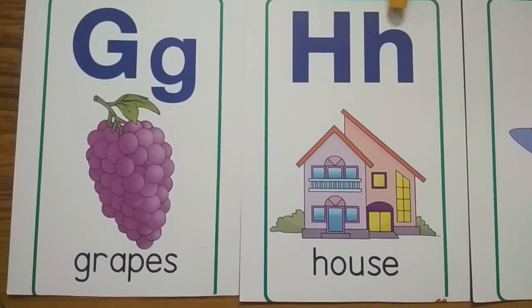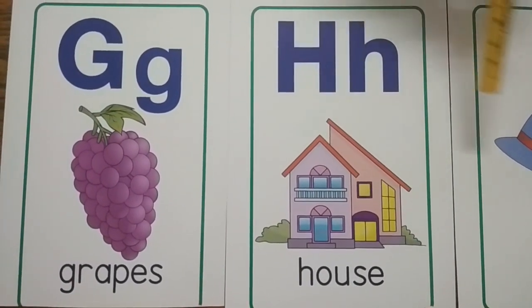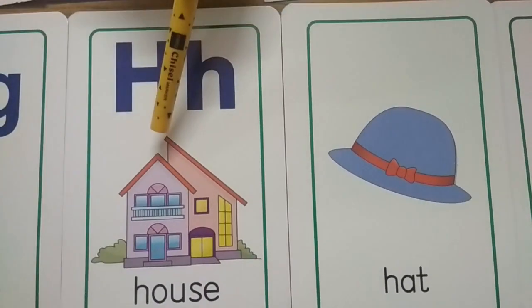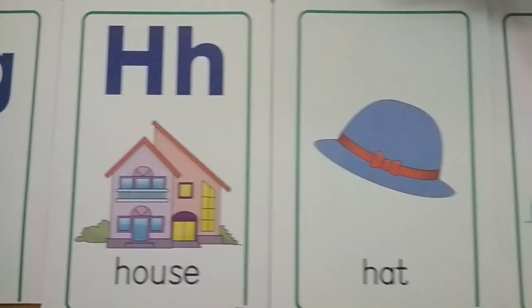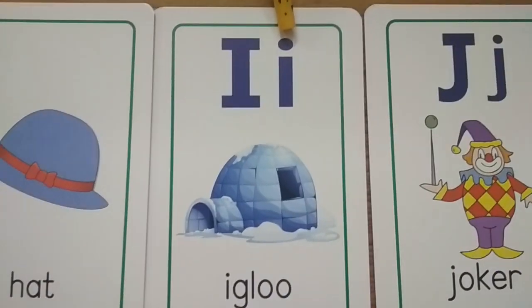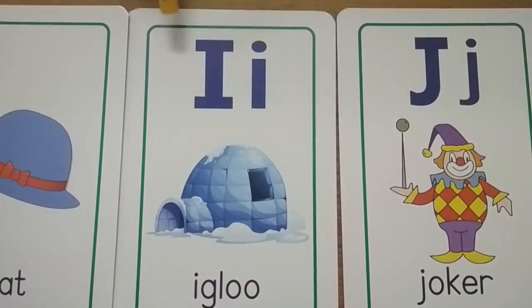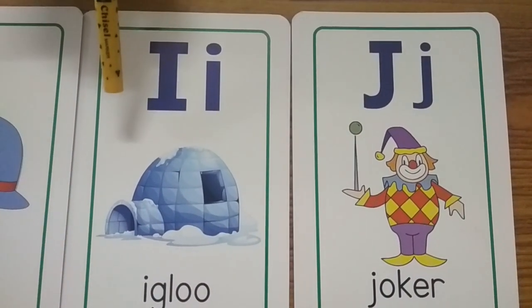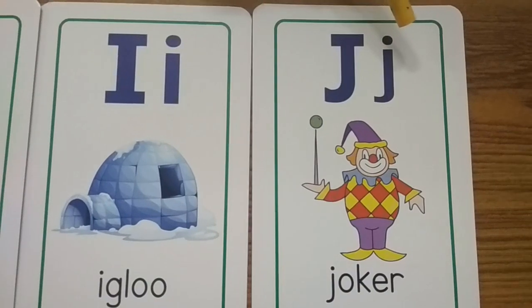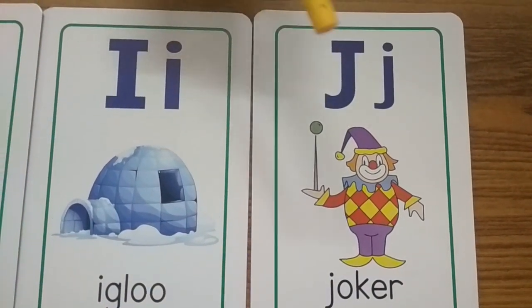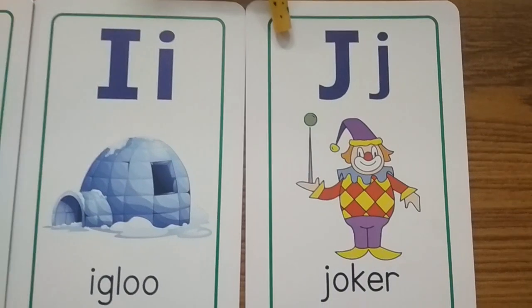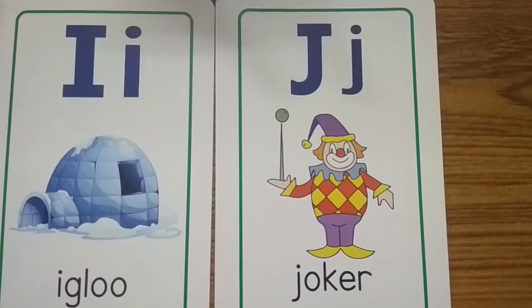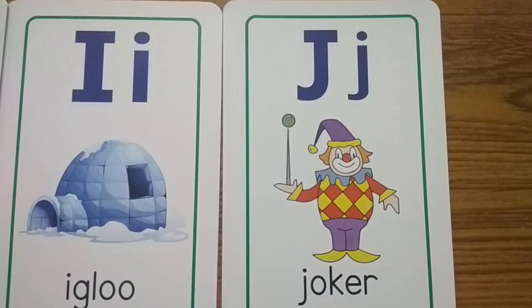Capital H and small h. Okay, H for house and H for hat. The sound of this alphabet is h, house, hat. Capital I, small i. I for igloo. The sound of this letter I is E, igloo. Capital J, small j. J for joker. The sound of this alphabet is J, J, joker, J, J, jam.